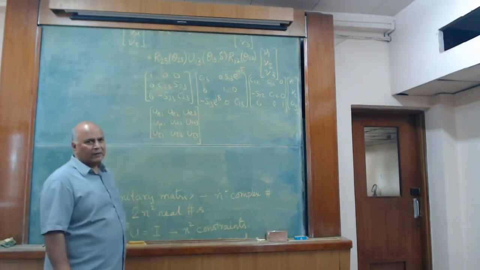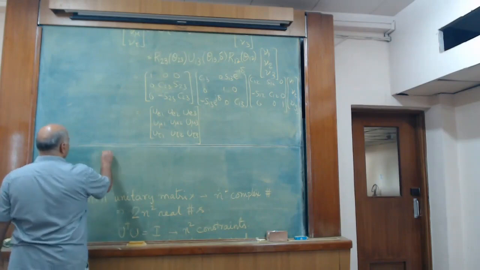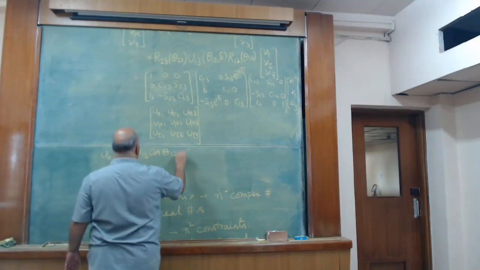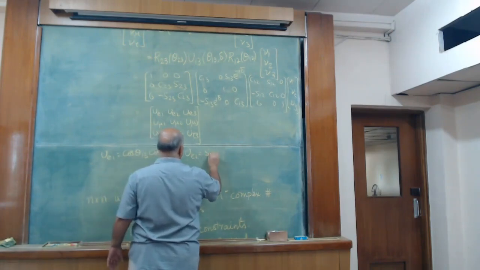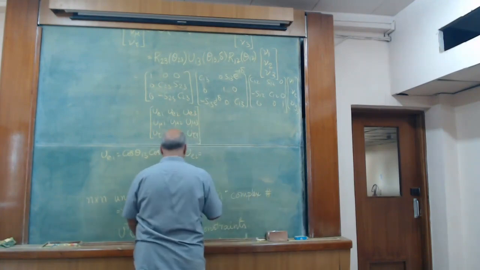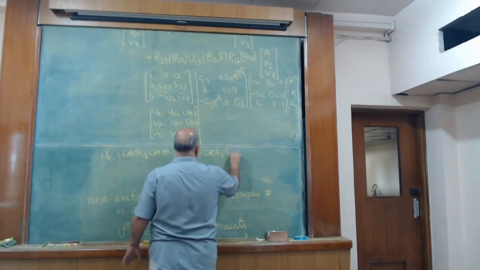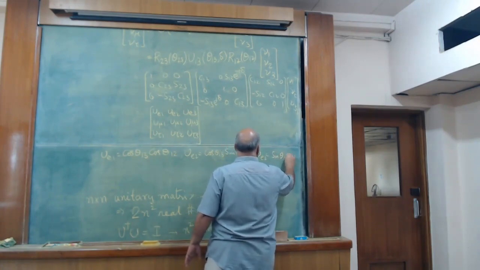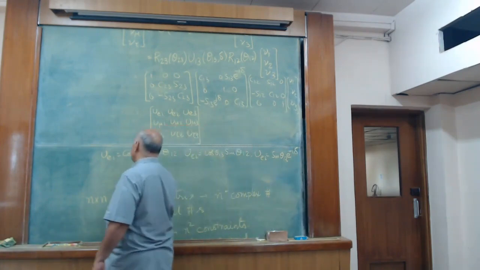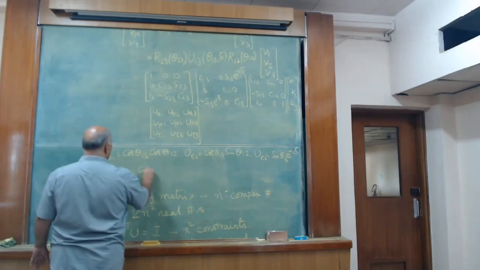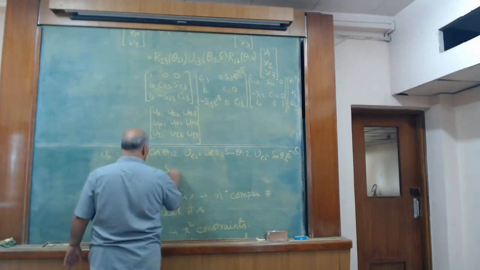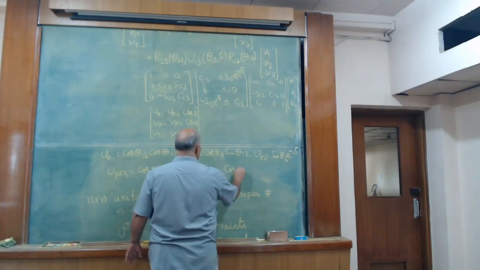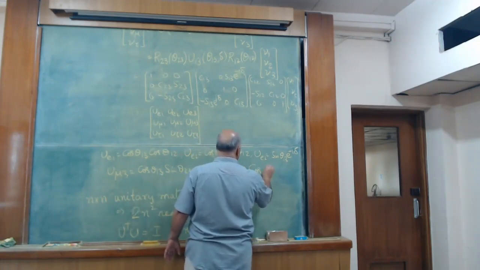If I define my matrix like this, you find that UE1 is cos theta 13 cos theta 12, UE2 is cos theta 13 sin theta 12, UE3 is sin theta 13 e power minus i delta, u mu 3 is cos theta 13 sin theta 23, and u tau 3 is cos theta 13 cos theta 23.